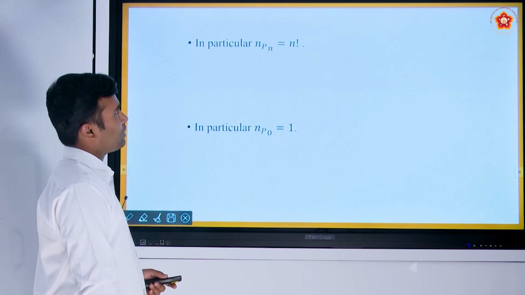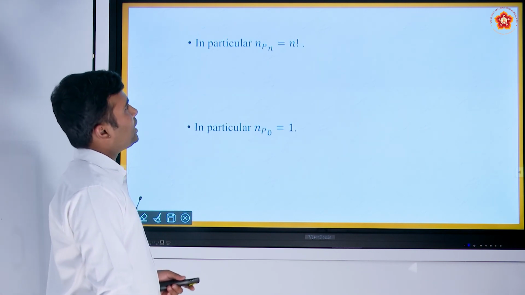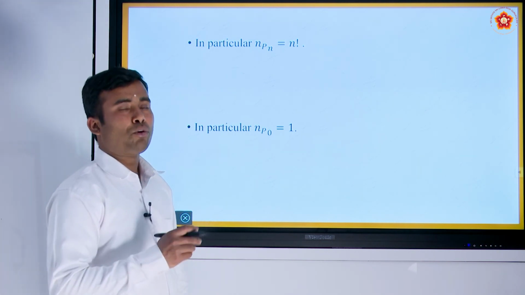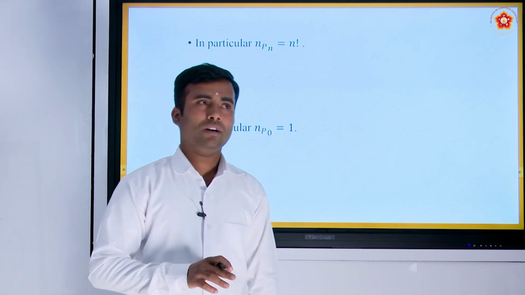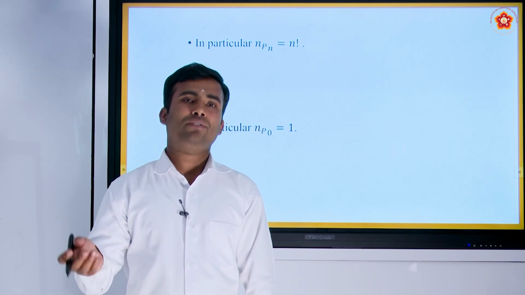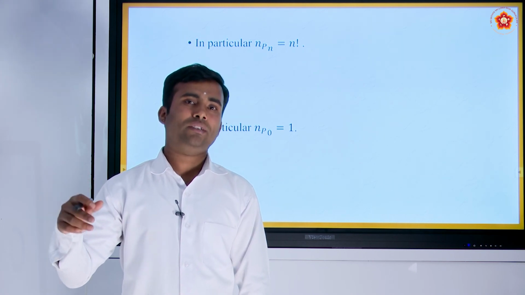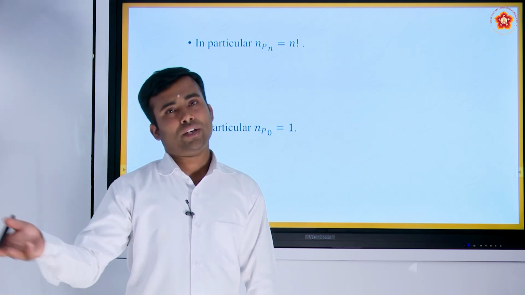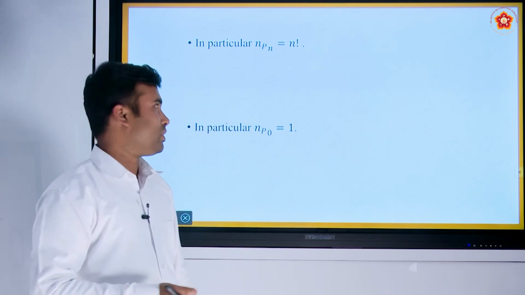Now, let us see the particular case: nPn is equal to n factorial. Like we discussed in the problems in the beginning, there are 5 beds and 5 students. How many ways can we arrange them? 5 factorial ways, which is related to this.